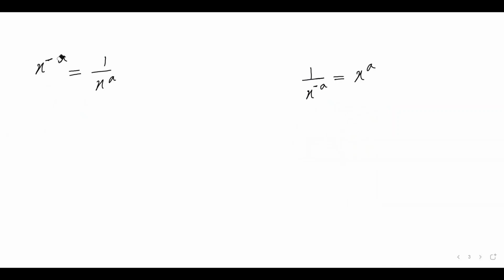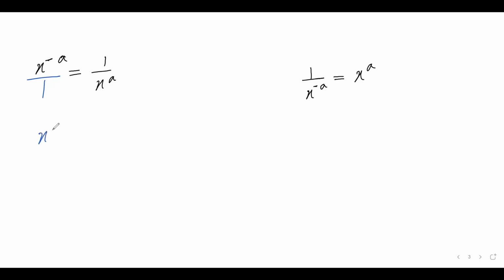X to the power of negative a equals 1 over x to the power of positive a. When we have a variable with a negative exponent, how can we turn it into a positive exponent? We can just move this variable to the bottom of the fraction and change the sign of the exponent. So x to the power of negative a equals 1 over x to the power of positive a.